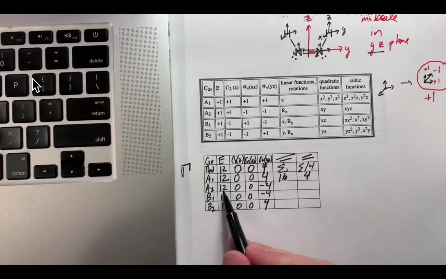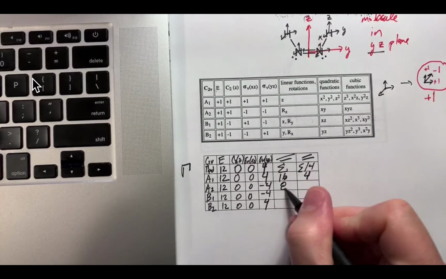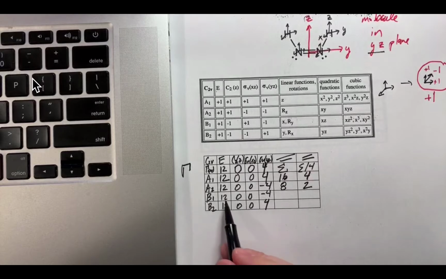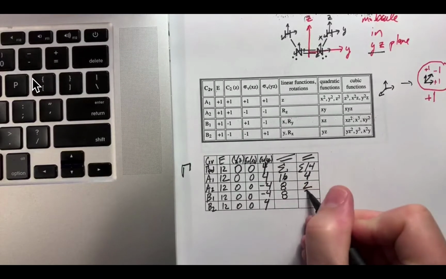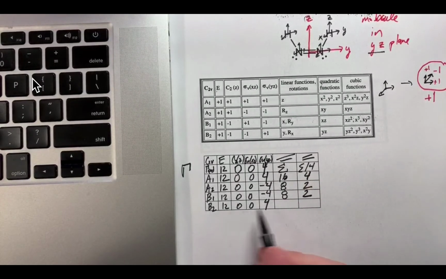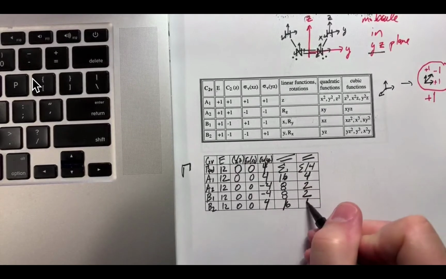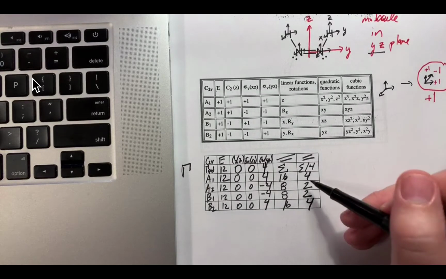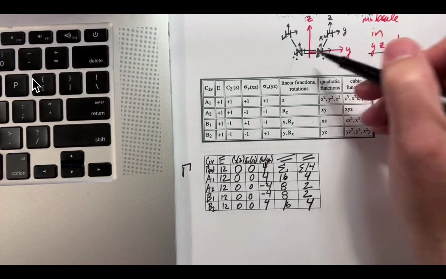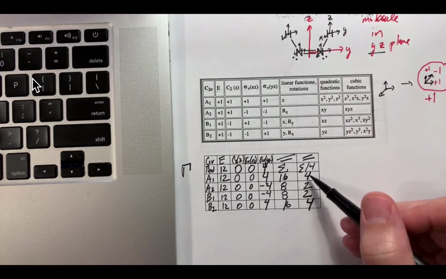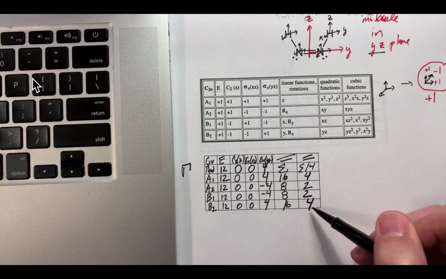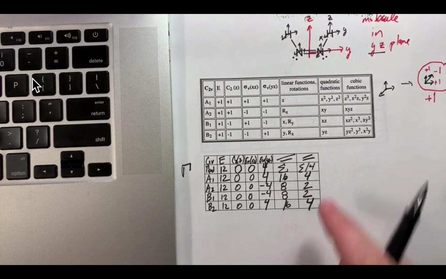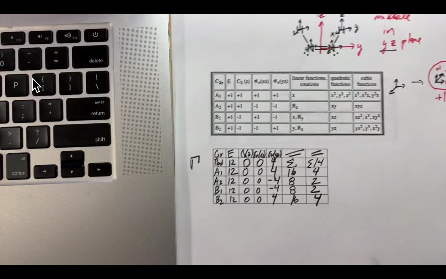Okay, now I'm going to sum. 12 minus 4 gives me 8. So there's 2 of those. 12 minus 4 again gives me 8, so there's 2 of those. And 12 plus 4 gives me 16, so there's 4 of those. One check that we have here is we need to get it to a total of 12 because we started out with 12 vectors up here. So 4 plus 2 plus 2 plus 4 gives me my 12 back. If I summed it down through here, I'd get 12 back.